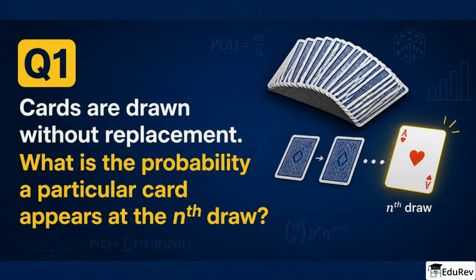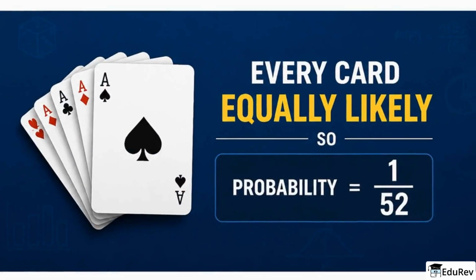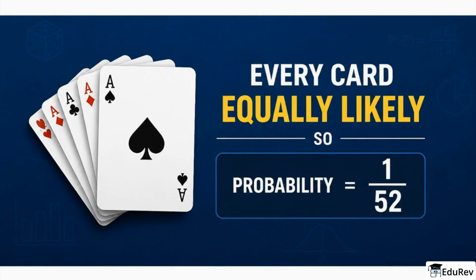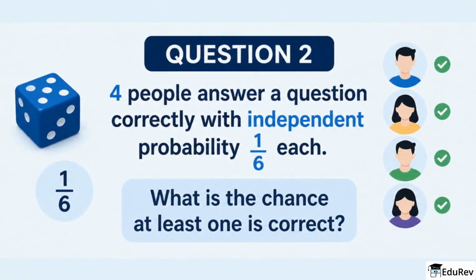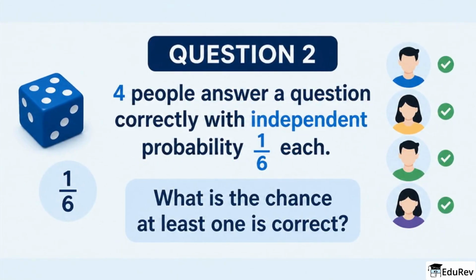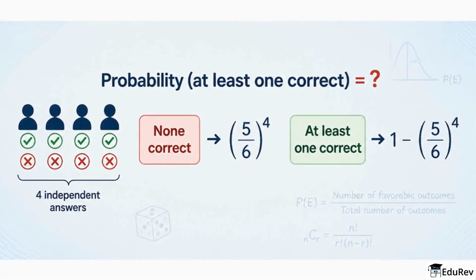Question number 1 asks, if cards are drawn without replacement, what is the probability a particular card appears at the nth draw? By symmetry, every card is equally likely at any position. So the probability equals 1 divided by 52, which is the answer. Question number 2 asks, 4 people each answer correctly with independent probability 1 divided by 6. What is the chance at least one is correct? The complement is that none answer correctly, which has probability the quantity 5 divided by 6 to the power 4. So the required probability is 1 minus the quantity 5 divided by 6 to the power 4.